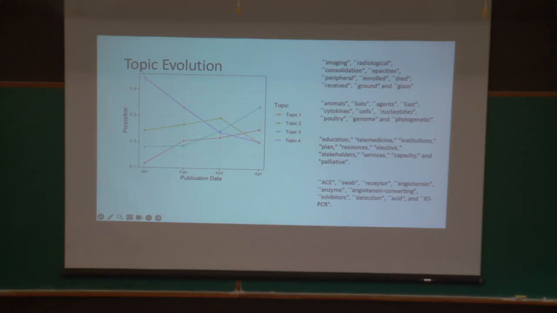The second topic is about animals and bats, which is related to virology studies of COVID-19, as you can see from the words. Basically, people study the phylogenetics, and whether the virus comes from bats, poultry, or others.